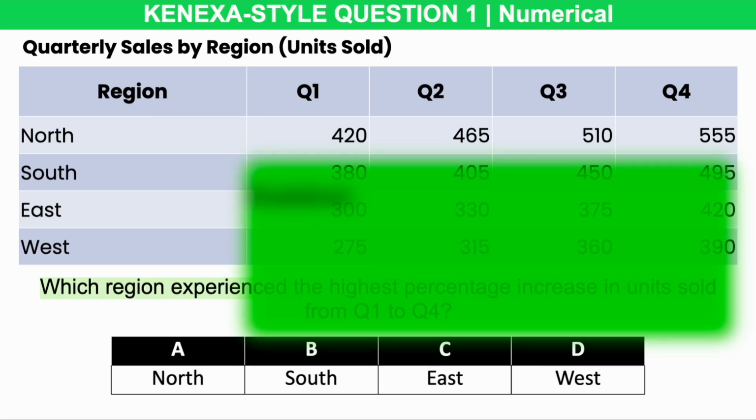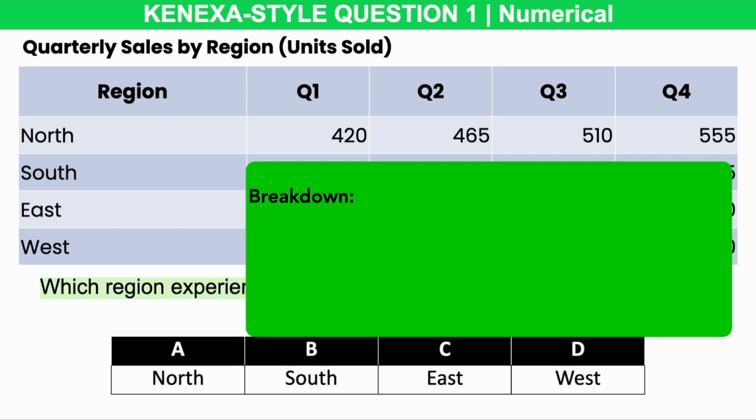Here is the breakdown. What we need to do is understand the percentage increase formula. In this case, it is Q4 minus Q1, divided by Q1, times 100. We take the Q4 figure and subtract the Q1 sales figure to get the actual increase in sales. Then we divide by the Q1 sales to compare the increase to the original size. Finally, we multiply by 100 to give us our answer as a percentage.